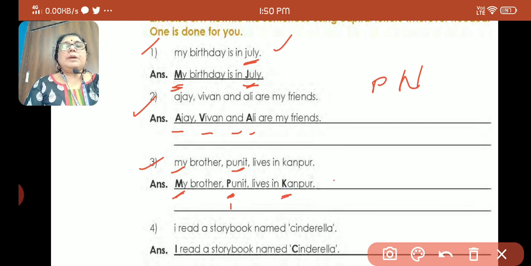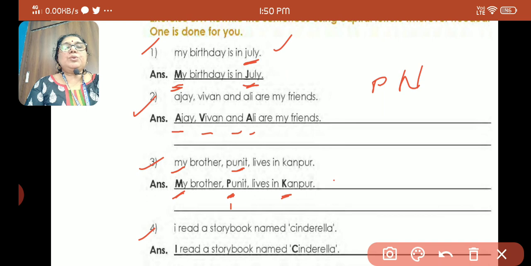Then a full stop. My, M will be capital. My, M-Y, my brother. Brother, same thing, you have to write it down. Punit, name of a person, proper noun. So we write in capital P. Lives in Kanpur, name of a place, proper noun again. So that is again written in capital. Got it, children? My brother Punit lives in Kanpur. Got it? Now let's go to the fourth one.